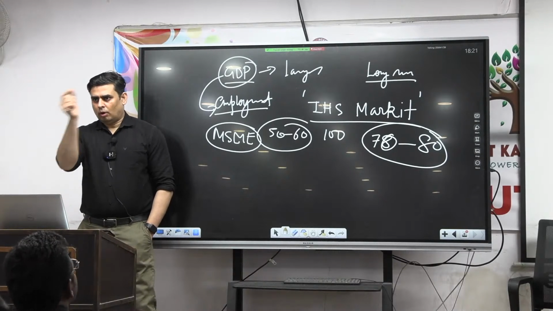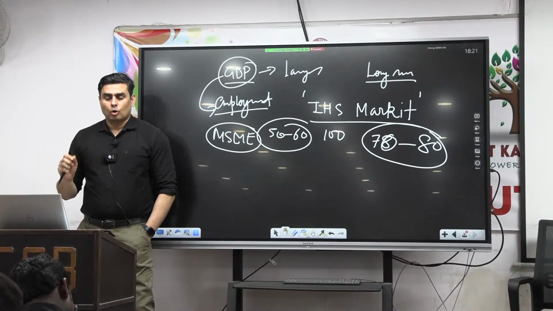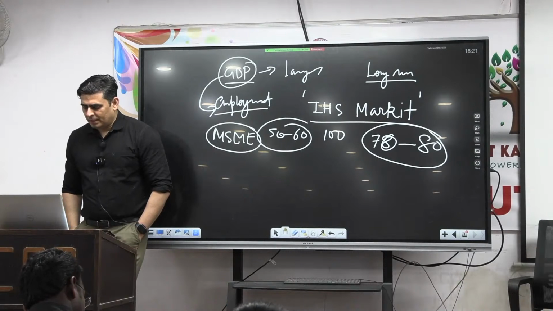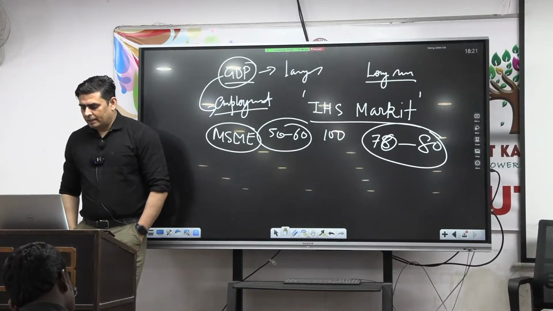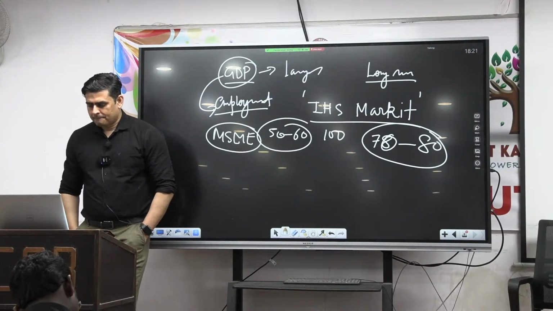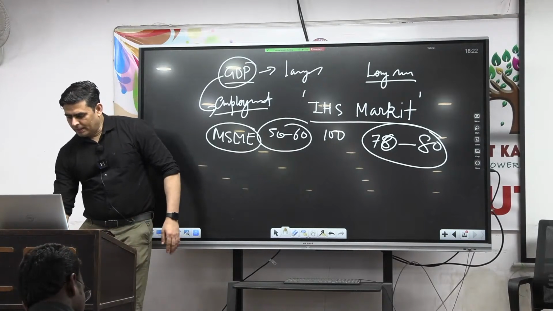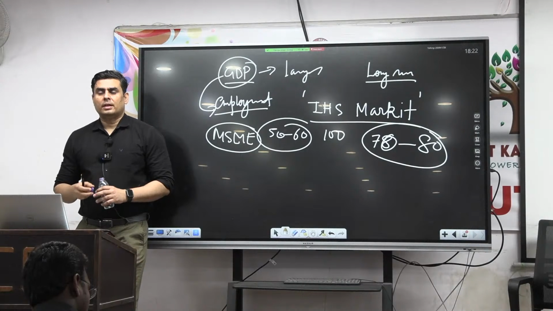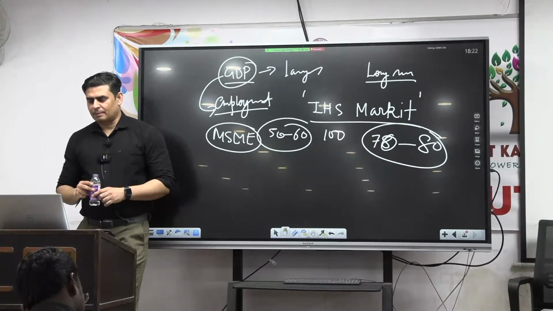One more indicator they have used to analyze the state of the economy. The second indicator they have used is the Global Supply Chain Pressure Index, GSCPI. GSCPI is an economic indicator developed by the Federal Reserve to measure the level of stress and disruption in the global supply chain.